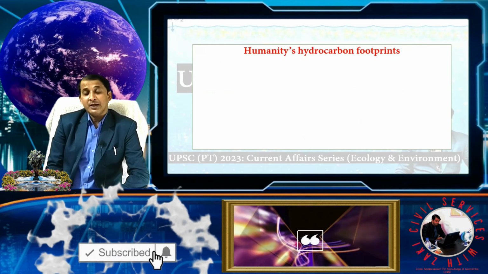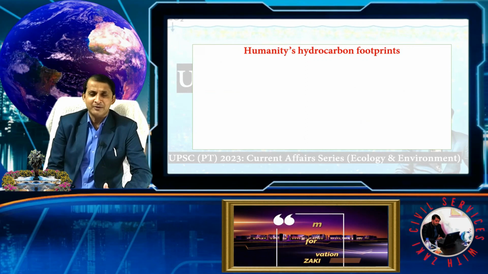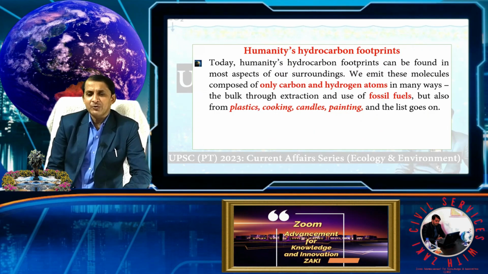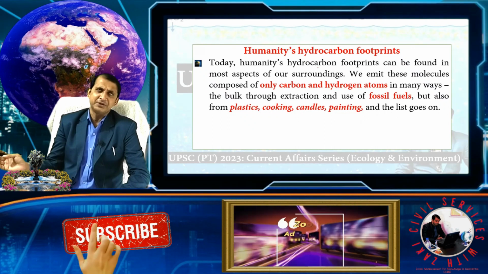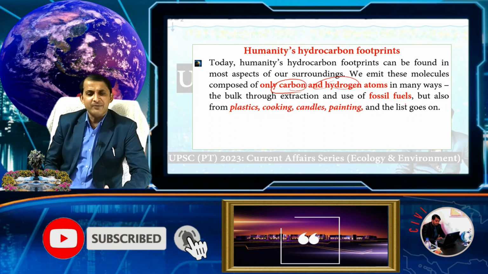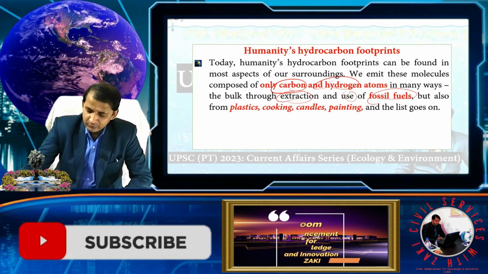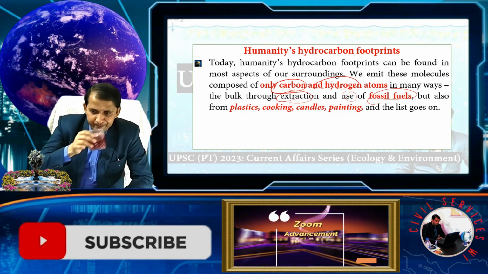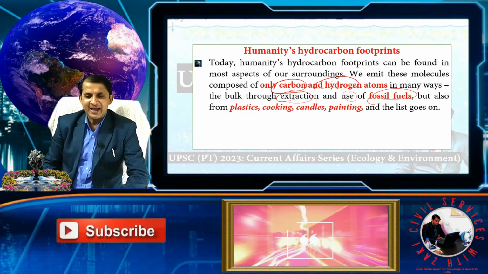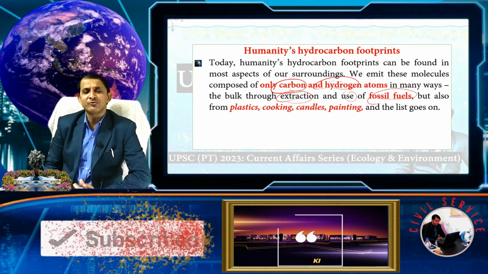Next, humanity's hydrocarbon footprint. Hydrocarbon footprint means that any type of petrol and similar products are related to hydrocarbons. Today humanity's hydrocarbon footprint can be found in most aspects of our surroundings. We emit these molecules, composed of only carbon and hydrogen atoms, in many ways, like the bulk of extraction and use of fossil fuels, which is one of the biggest sources. But also plastics, cooking and candles, paint, and petroleum jelly. So we use hydrocarbons in day-to-day life.